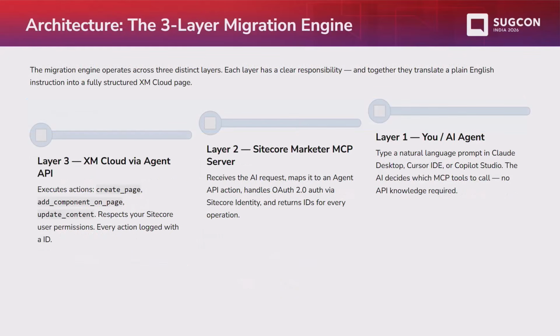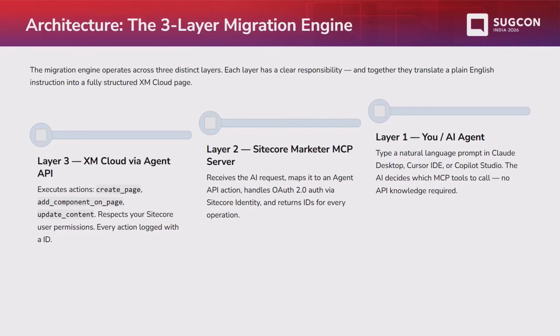So let's see how this works in action. What's the architecture and what layers does it work in? The engine operates in 3 distinct layers. One is your AI agent: you type a natural language prompt in Cursor, and the AI decides which MCP tools to call, and again, no knowledge is required for this. Then the Marketer MCP server receives the request, maps it to the agent API, handles all the authentication for you, and returns an ID for every operation.